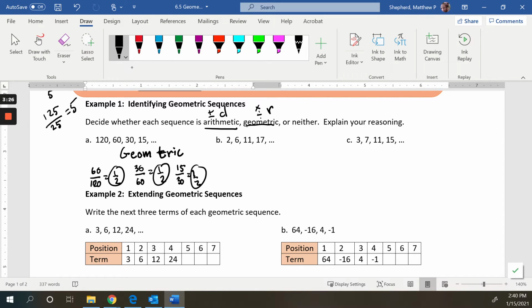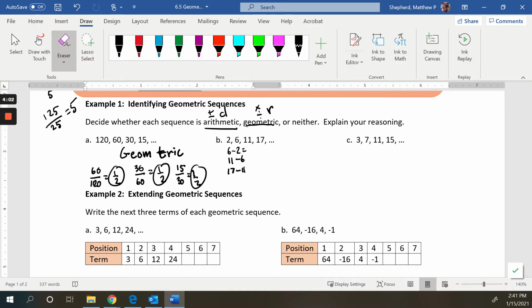Okay, in this next one, let's go ahead and test for arithmetic first. We'll do our subtraction. 6 minus 2 is 4. 11 minus 6 is 5. 17 minus 11 is 6. There's definitely a pattern here, but we didn't get the same number each time. So because the difference wasn't always the same, it's definitely not arithmetic.